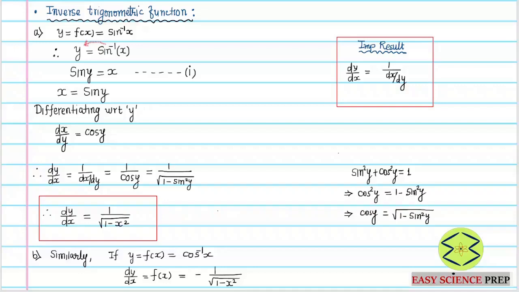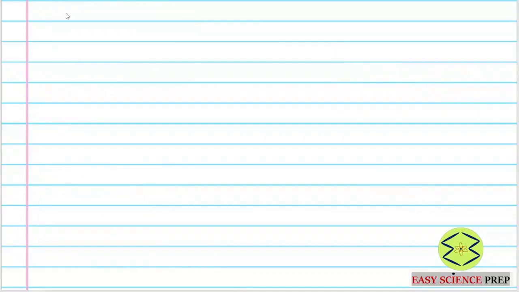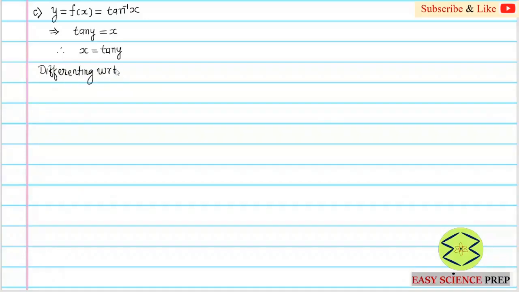Let's take another one, that is tan inverse of x. Let's see how we can approach tan inverse of x. So we have y equals f of x equals tan inverse of x. That will give you tan y equals x, right? Same procedure we are following. Therefore x equals tan y. Now we will differentiate with respect to y, so dx over dy.